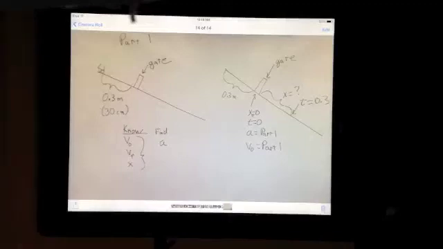This is a big picture overview of the predicting position from v naught and t lab. In other words, predicting position from the initial velocity and time lab. So this is a two-part lab.